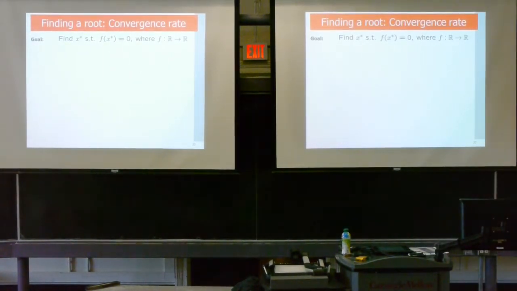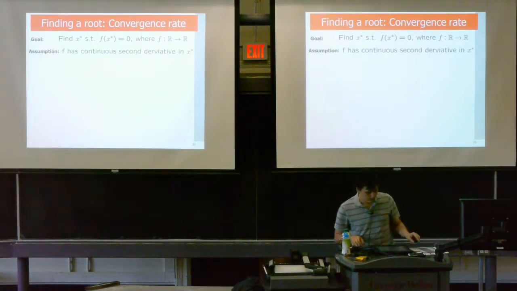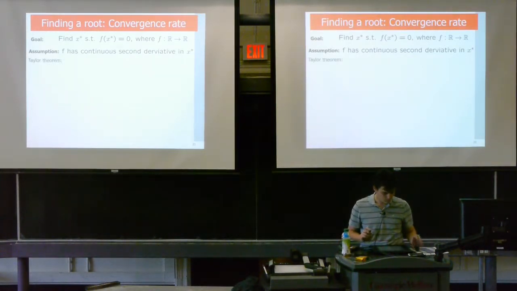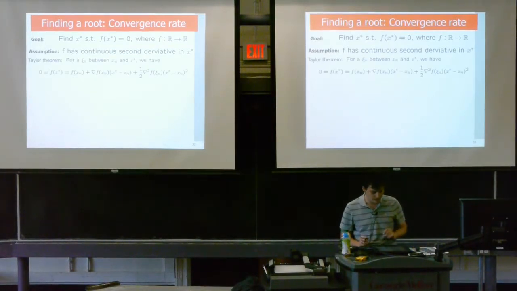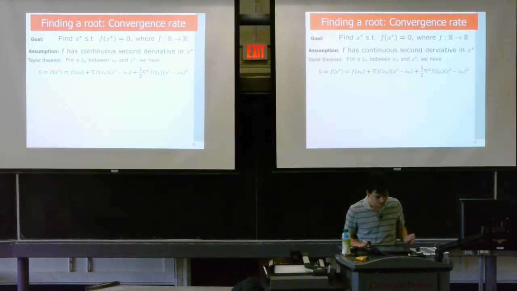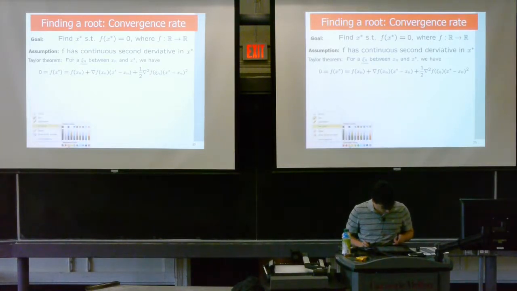So our goal is to find the root of a function f. Let x star denote this root. And the assumption is that f has a continuous second derivative in x star. And then we know from Taylor's theorem that if we use a second order approximation, then there's a psi n between xn and x star, right?